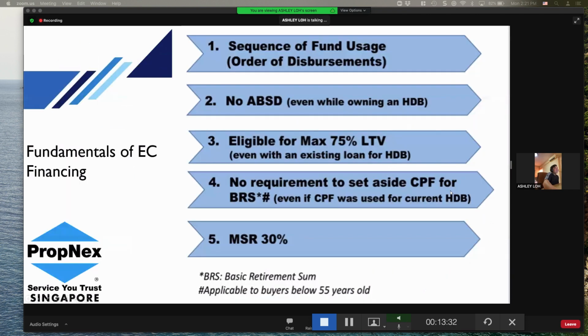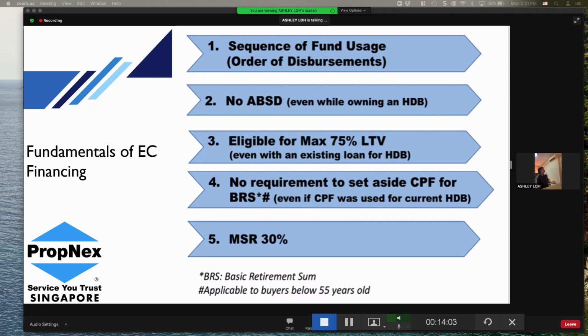Now, for the fundamentals of EC financing, there are actually 5 main rules. The first one, of course, is the sequence of fund usage, the order of disbursements. Most of you have heard this before: when we talk about the MAS ruling, you have to always follow the cash, CPF, loan rule. Always. That is the order of disbursements that I will go through later.